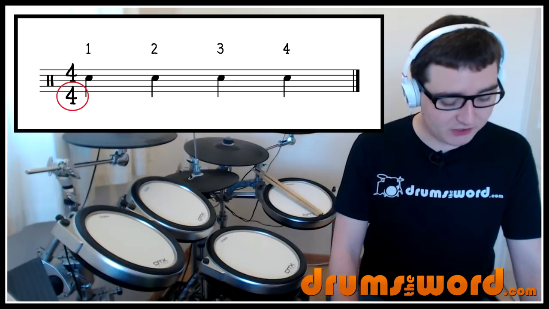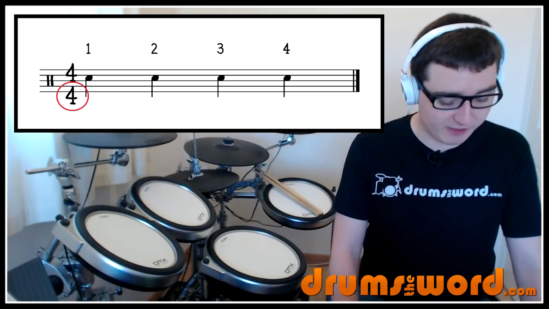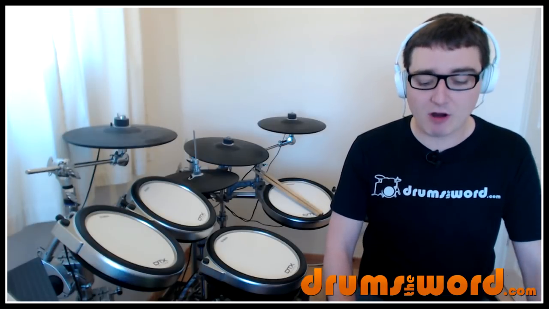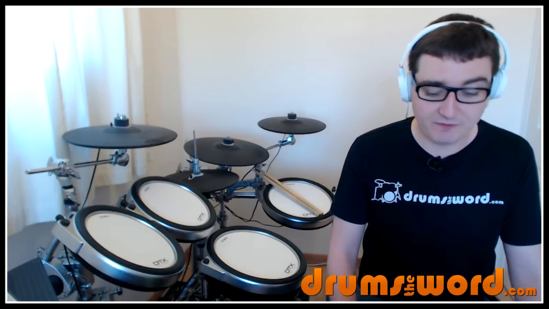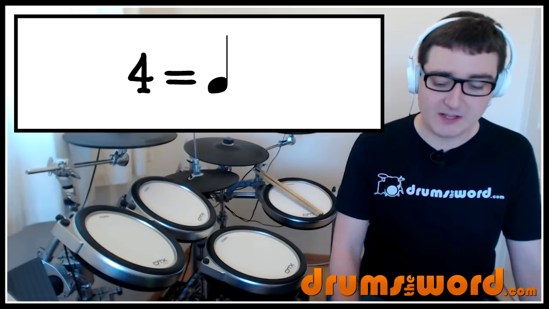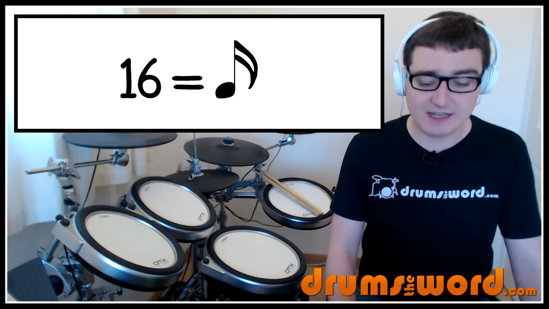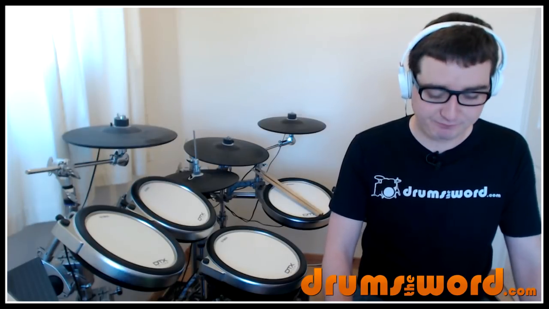The bottom number of the time signature represents the duration of each counted beat, so a 4 written at the bottom represents quarter notes. It's worth pointing out that there are only 3 commonly used numbers at the bottom of time signatures. The first is 4, telling us that each counted beat of the bar is equal to a quarter note. The second is 8, representing eighth notes, and the third is 16, representing sixteenth notes. But we'll look at those other two in a bit.